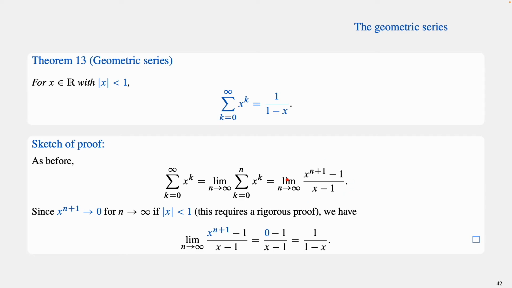So from this expression here, we then obtain the following. The limit of n to infinity of x to the power of n plus 1 minus 1 divided by x minus 1. This bit here goes to 0, so the limit is minus 1 divided by x minus 1, which of course is the same as 1 divided by 1 minus x. And that is what we wanted to show here.